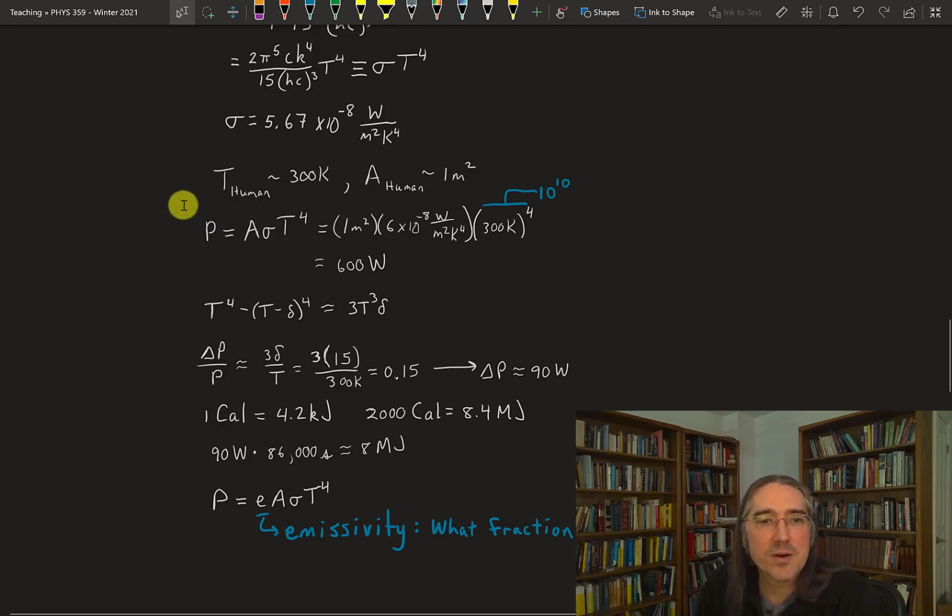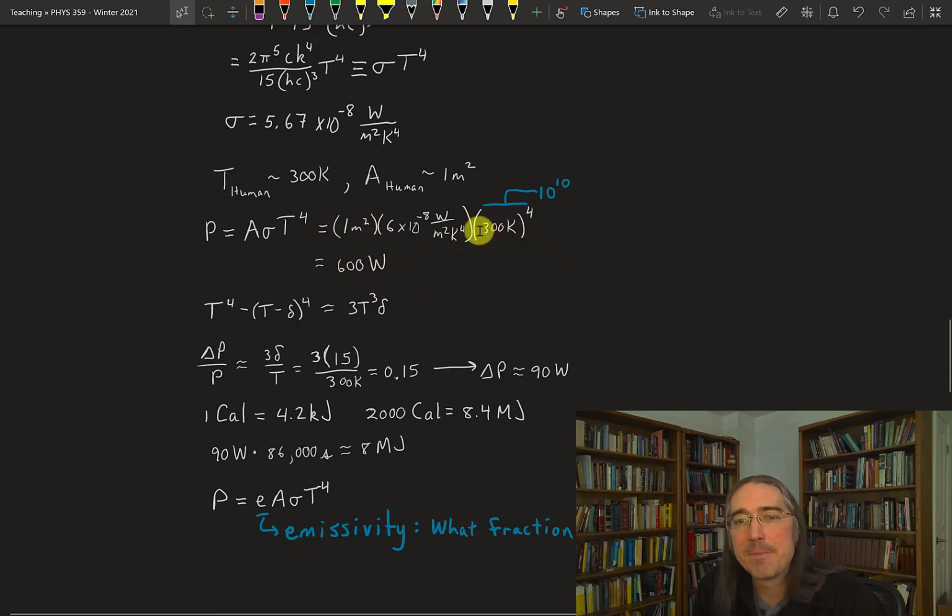So how much power do we radiate? Well, just put it into the formula, right? About a square meter, Stefan-Boltzmann constant. Hey, look, I'm not bringing 3 digits if I'm approximating a human as 1 square meter. So we'll just put the 6 in, 10 to the minus 8 watts per meter squared Kelvin to the fourth. Again, funny unit, but the meter squared cancel and the Kelvin to the fourth cancel and you get watts.